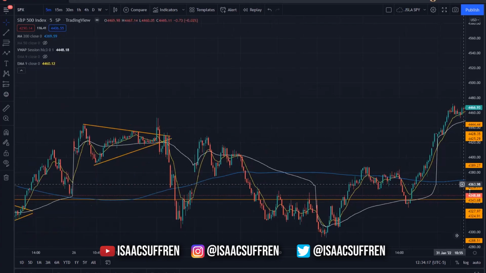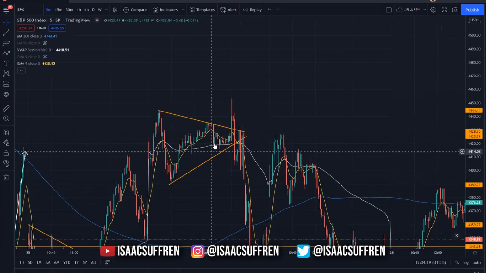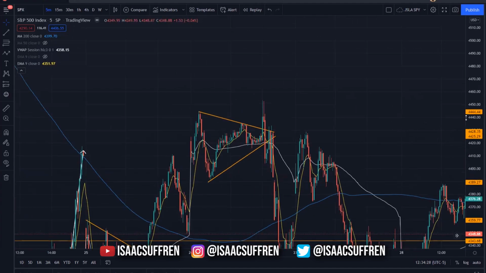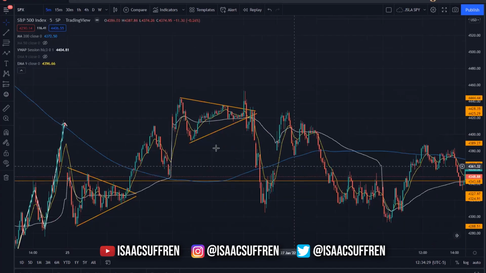As you can see, let's zoom in just a little bit. Obviously we're ranging, and then we get a breakdown, retest, and then a move down. That is a clean symmetrical triangle move, right?